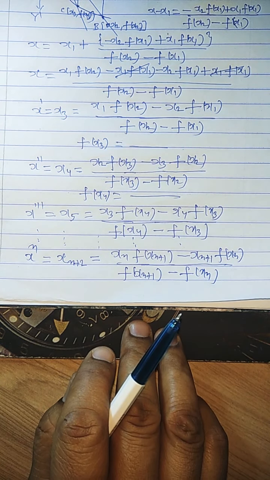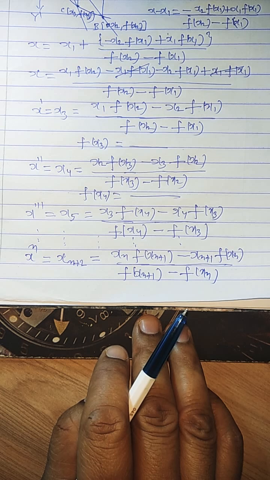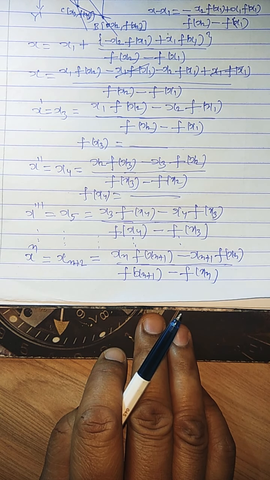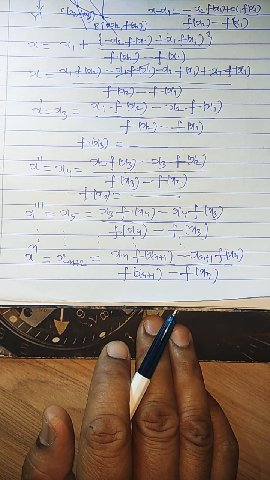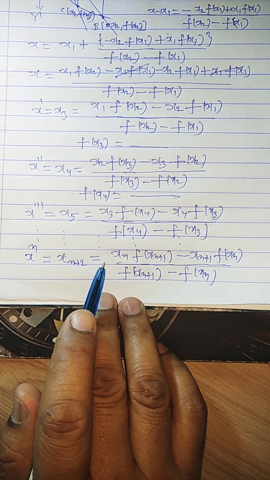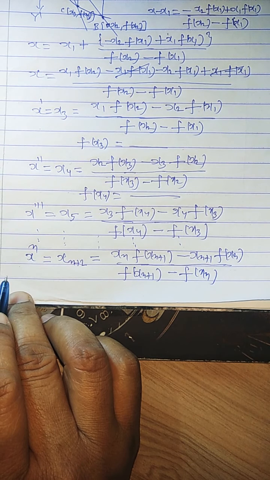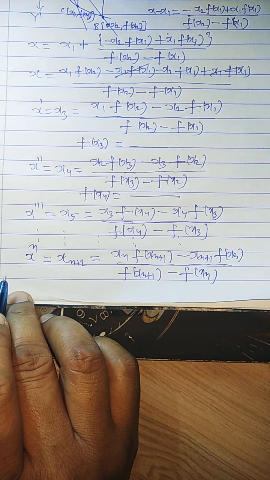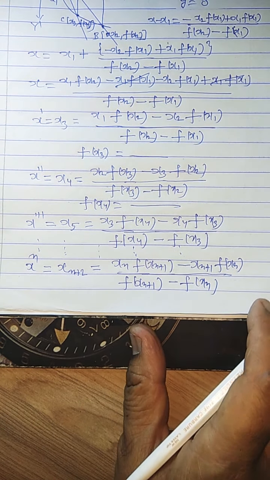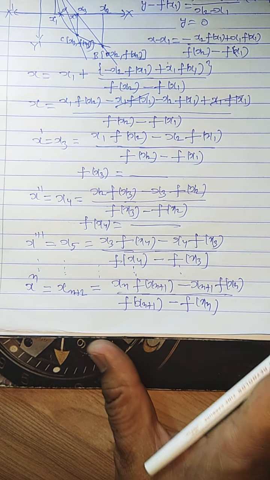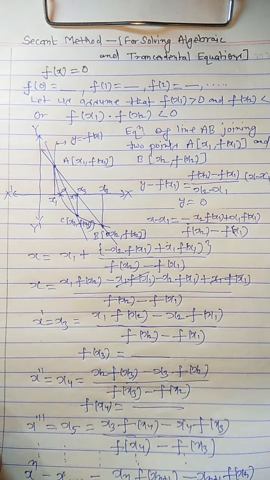This whole procedure is called the secant method, and it is a slower method. Its rate of convergence is 1.618, while the next method, the Newton-Raphson method, is a faster method, and its rate of convergence is 2. Now we will try to understand this method with the help of one example.